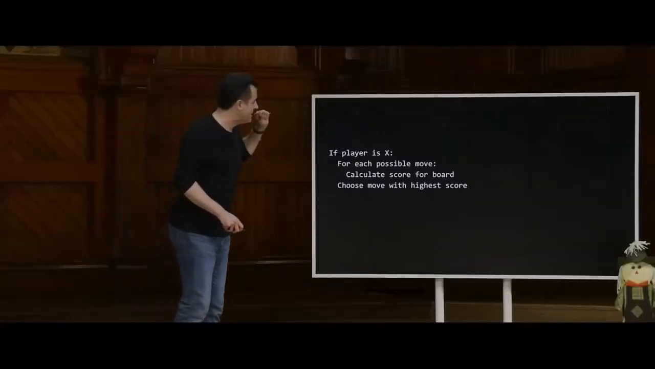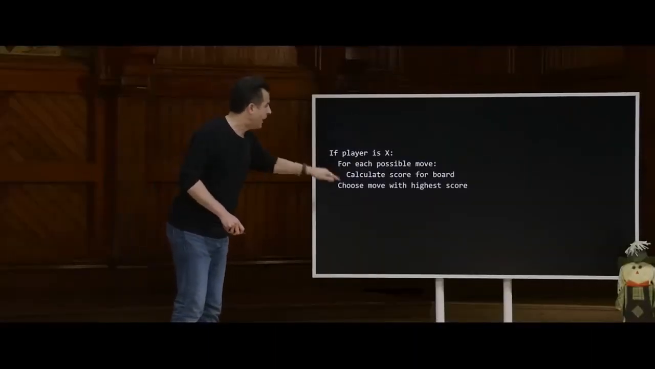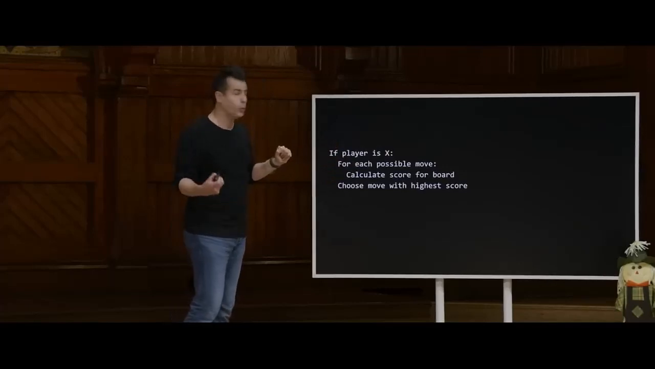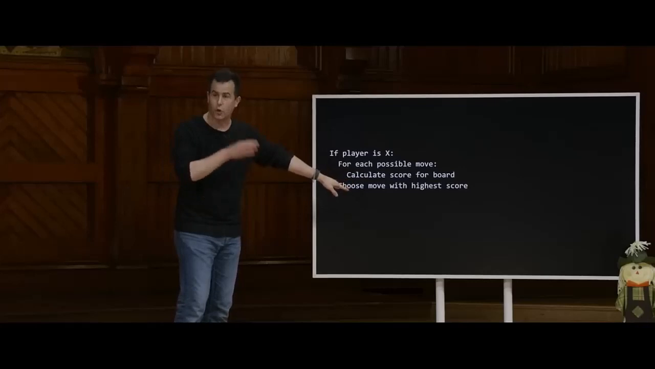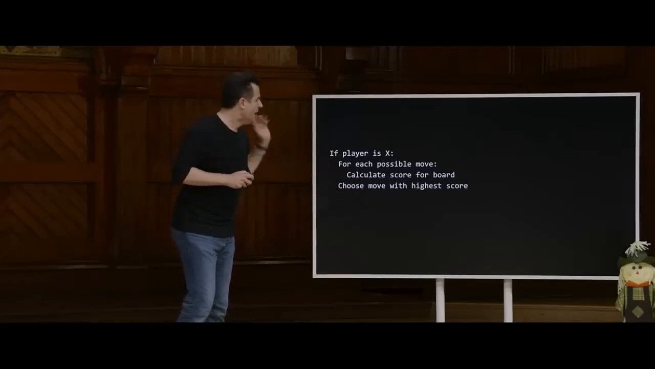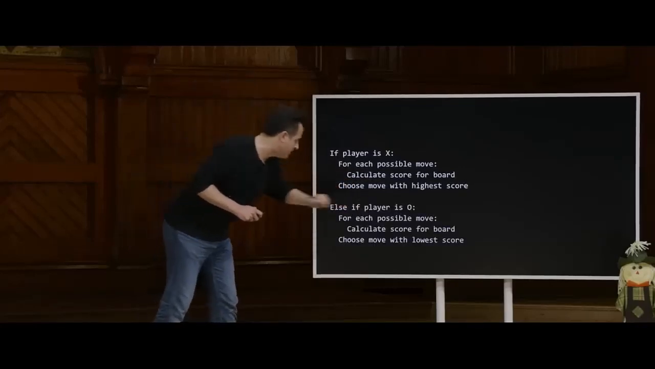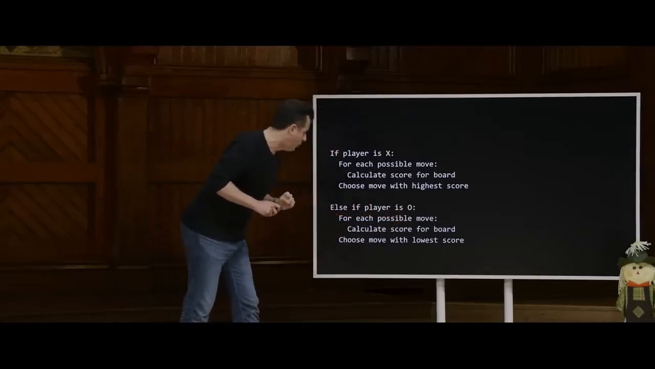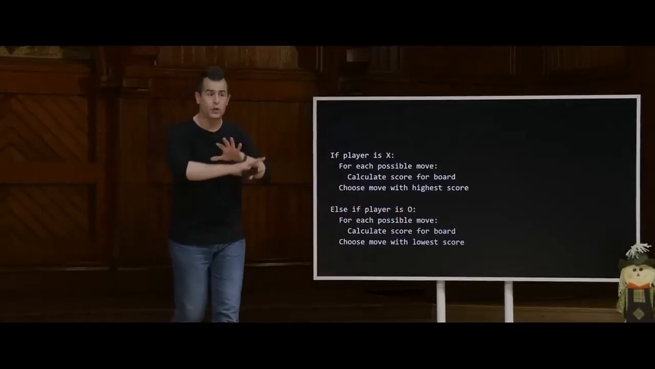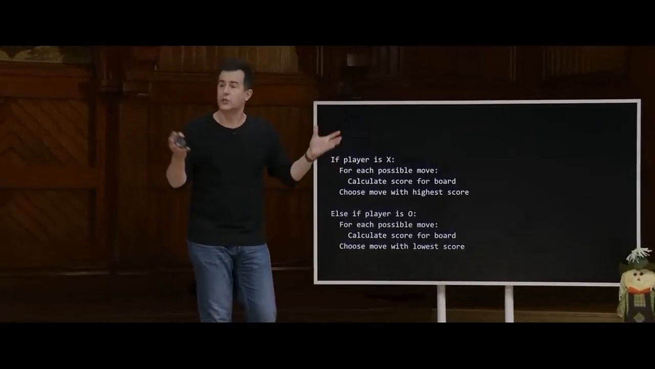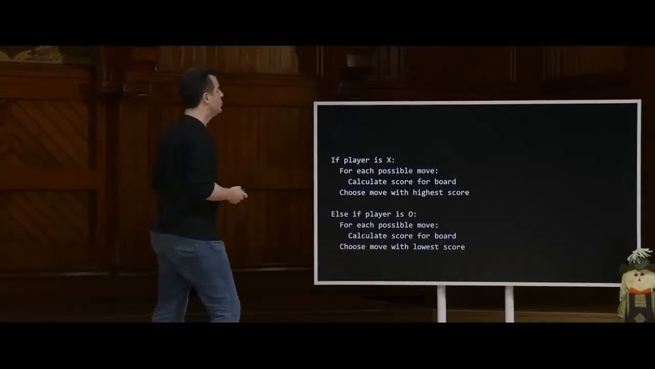In the context of tic-tac-toe, here's how we might translate this to code, for instance. If player is X, for each possible move, calculate a score for the board, as we were doing verbally, and then choose the move with the highest score, because X's goal is to maximize its score. If the player is O, though, for each possible move, calculate a score for the board, and then choose the move with the lowest score. So that's a distillation of that verbal walkthrough into what CS50 students know now as code, or at least pseudocode.